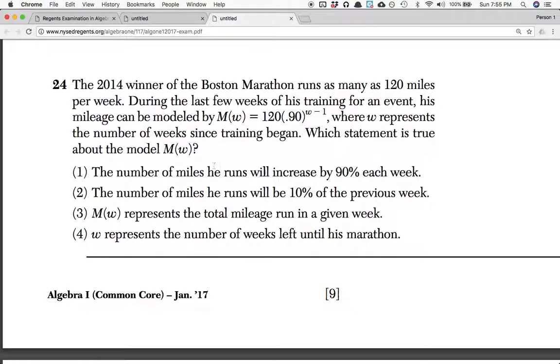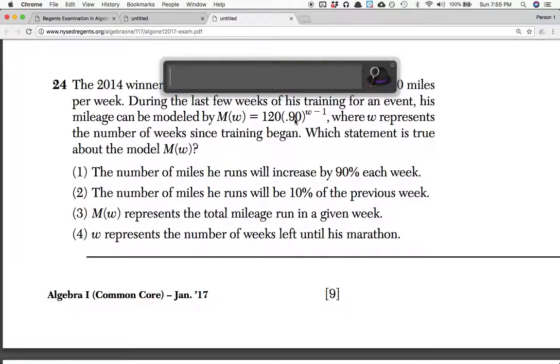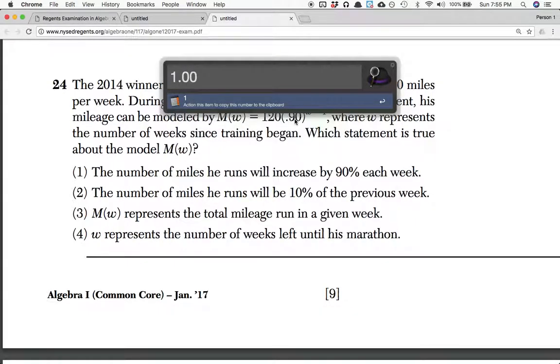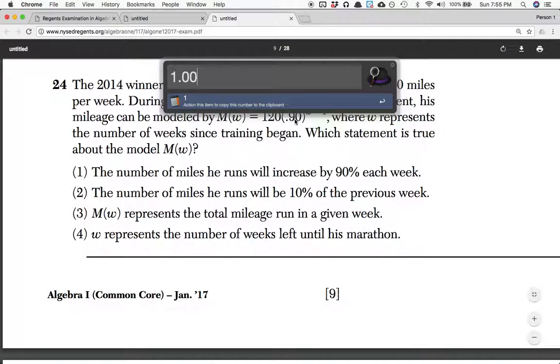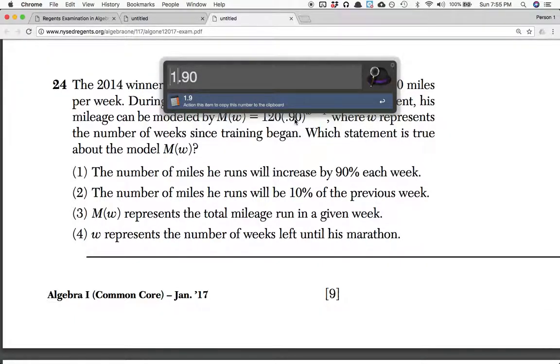The number of miles he runs will increase by 90% each week. You see this 0.90, you're thinking of 90%, but this is a decreasing 10% away from 100. When you're doing these kinds of questions, 1.00 is your 100%. So 1.90 would mean you're increasing by 90% because it's 190%. That's what it would need to be for increasing 90% each week. This 0.9 means you're actually decreasing by 10% each time.